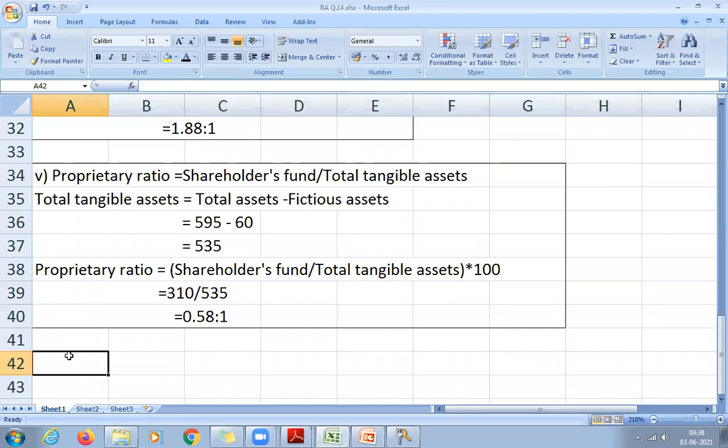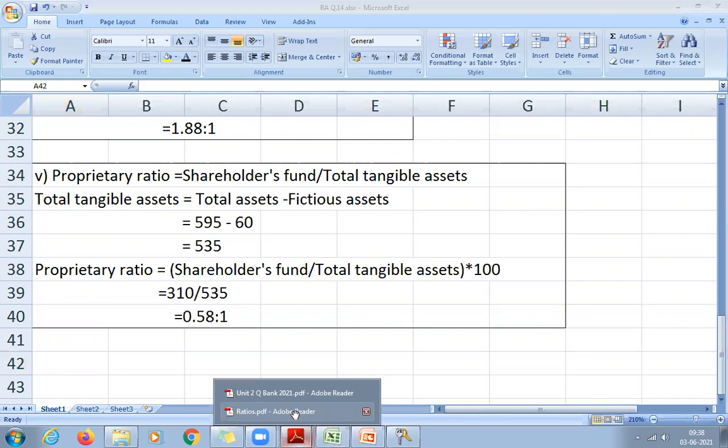Okay. So the shareholders' fund is 310, but the total tangible assets they have is 535. That means it is a good ratio because they have more assets. They have purchased, and if they want, they may need to invest more, and they can raise more capital. That is what the proprietary ratio says.